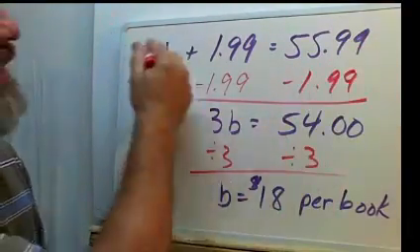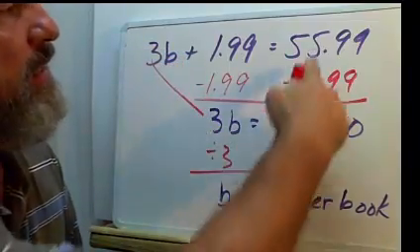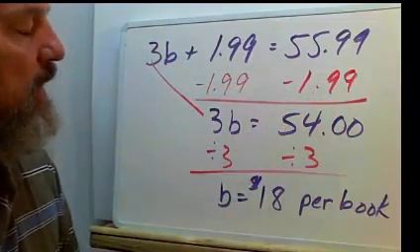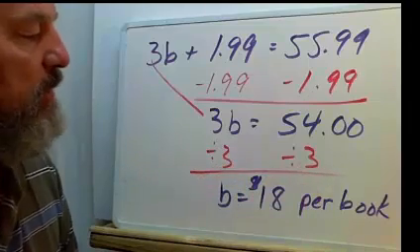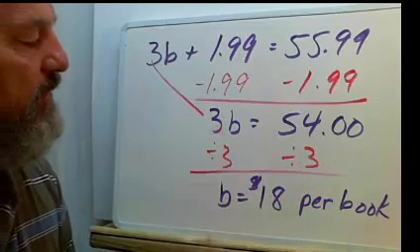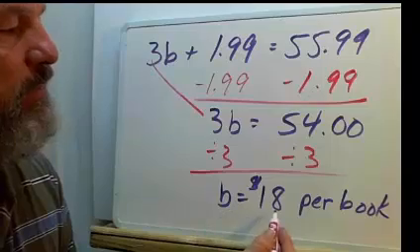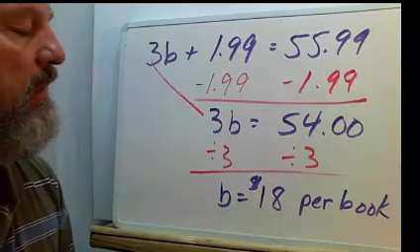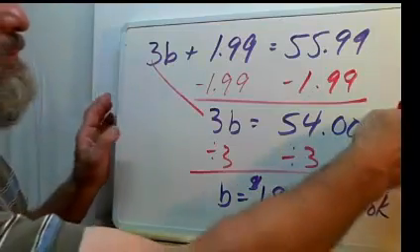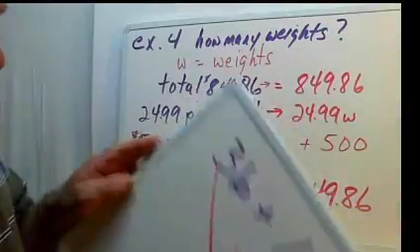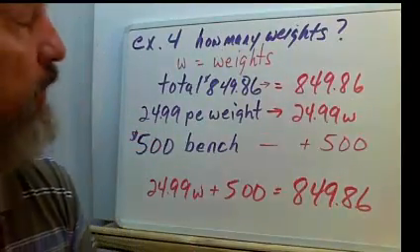Okay, and we end up with 3B equals $54. So obviously we're going to divide both sides by 3 to undo the multiplication of 3. And we have B equals 18, and we can write it as $18 per book. Example number 4. Another word problem.